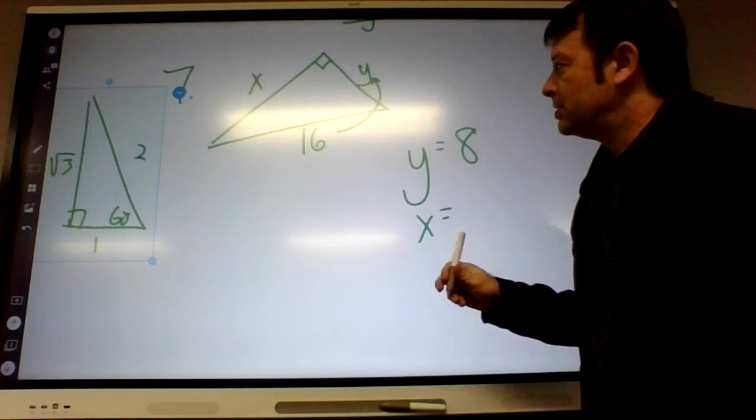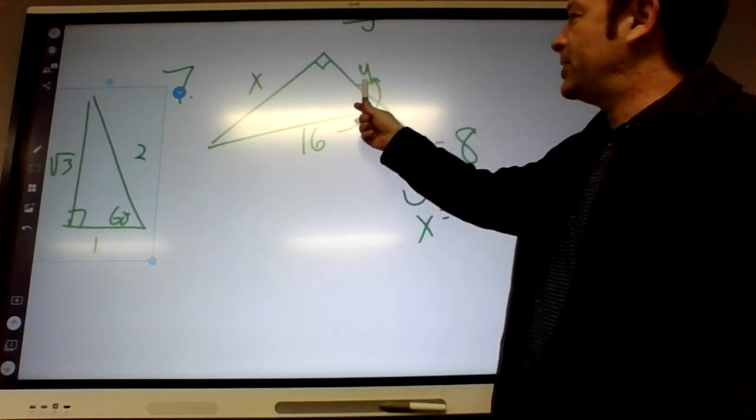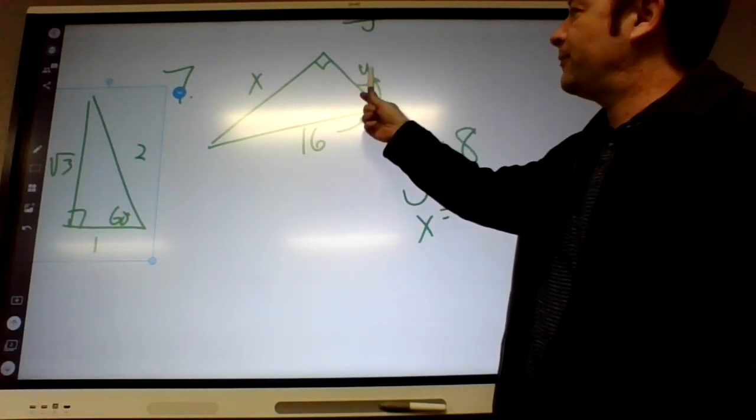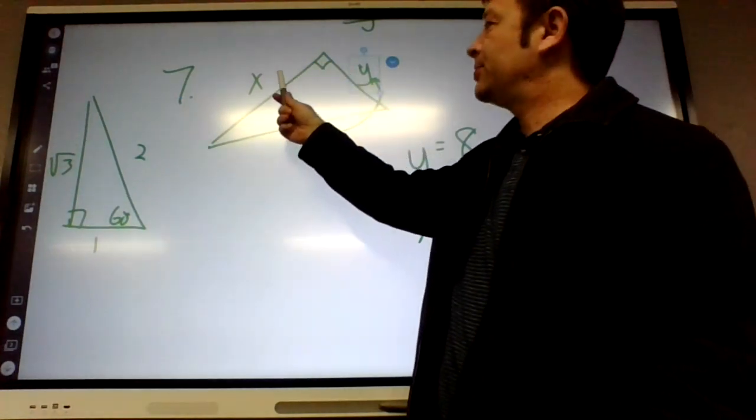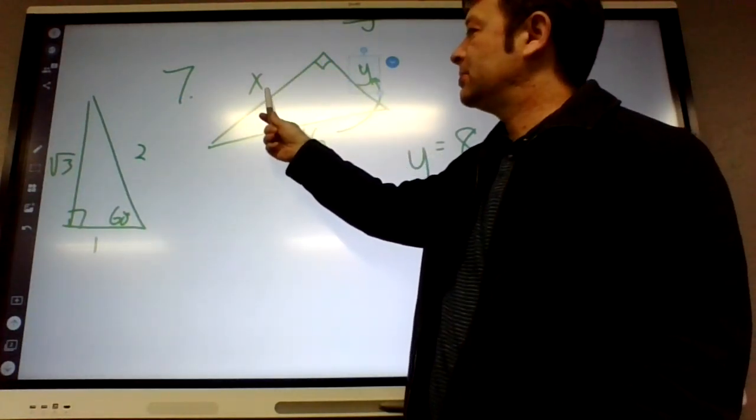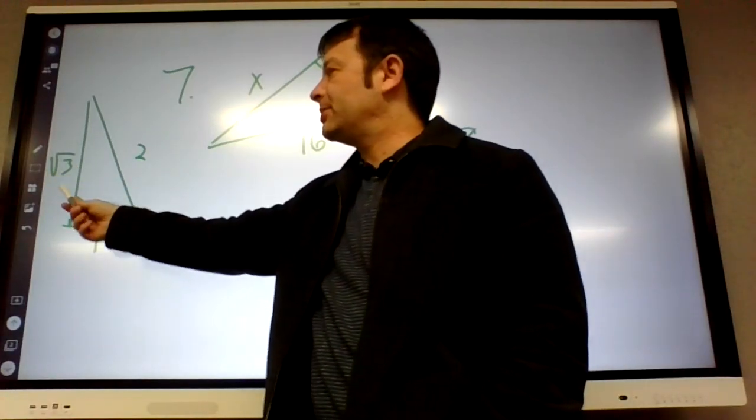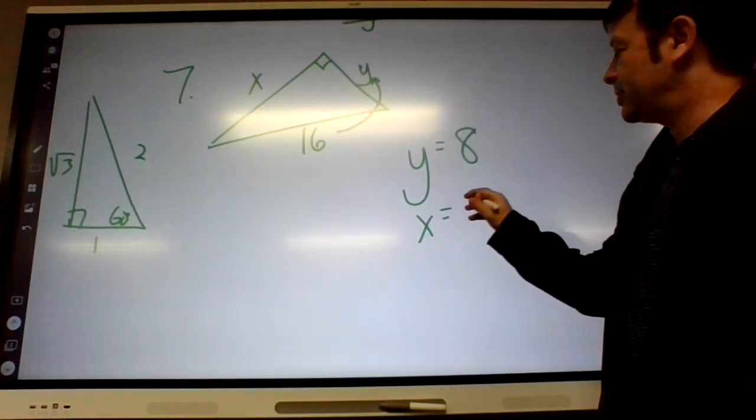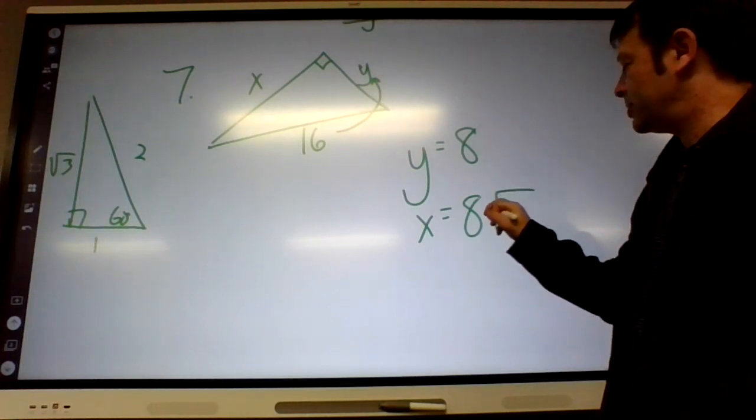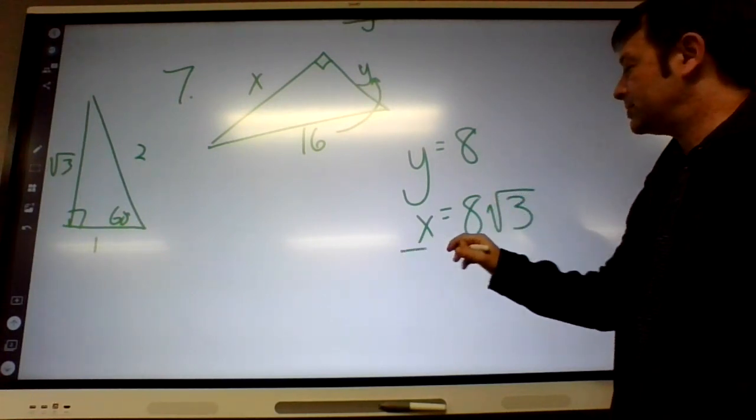And then x. So how do you go from the short leg to the long leg? Multiply by square root of 3. Right, from here to here, it's going to be square root of 3 times bigger. So 8 times square root of 3 does not simplify well, so the answer is 8 square root of 3.